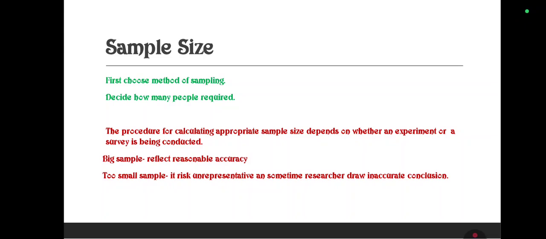So it's clearly important that you select a big size, because it should be big enough to reflect with reasonable accuracy the views of the population from which it is drawn. If the sample is too small, it runs the risk of being unrepresentative, which I already mentioned, and might lead the researcher to draw inaccurate conclusions.